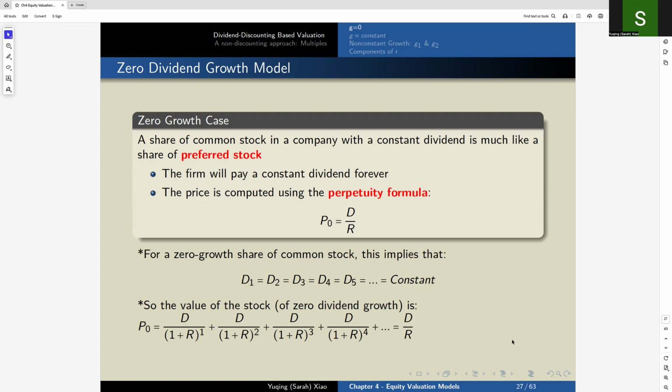Because for a zero growth share of common stock, this implies that D1 equals D2 equals D3. This implies that all the dividends are equal to each other, which equals a constant. So the value of the stock of zero dividend growth is exactly the perpetuity formula.